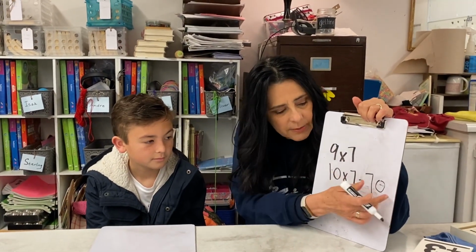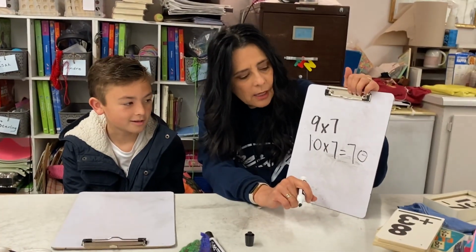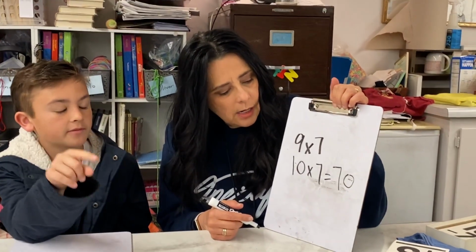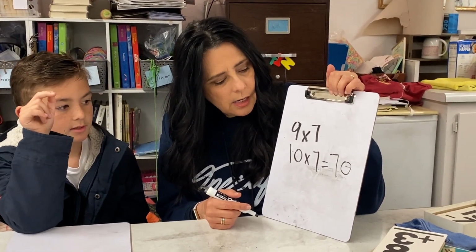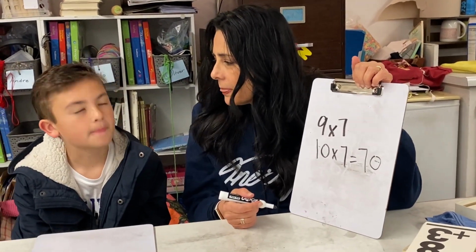Because this is 10 times 7. How can we alter the 70? Do you remember what we did, Lincoln? Yeah. Tell them, nice and loudly. So, first we go to 7, and then we go 70 minus 7. And did you remember what that was?